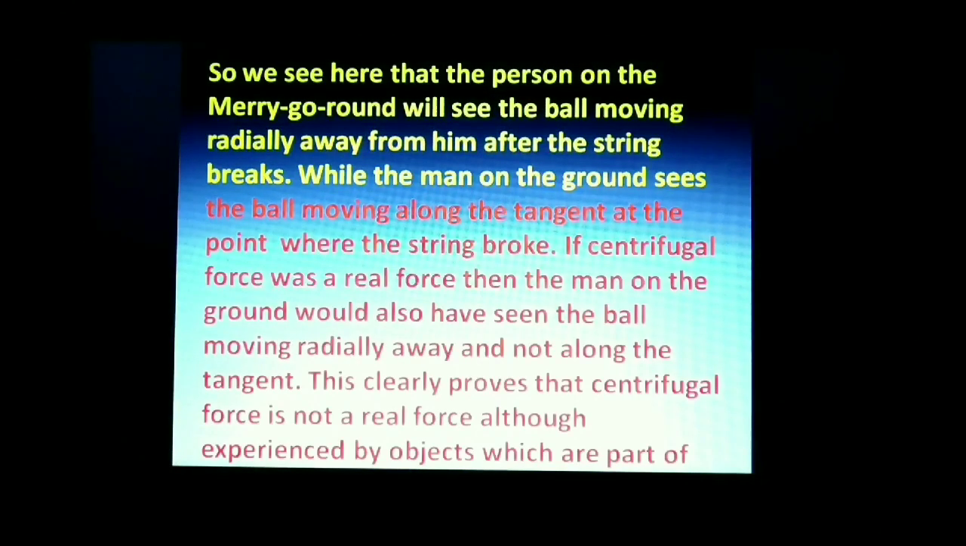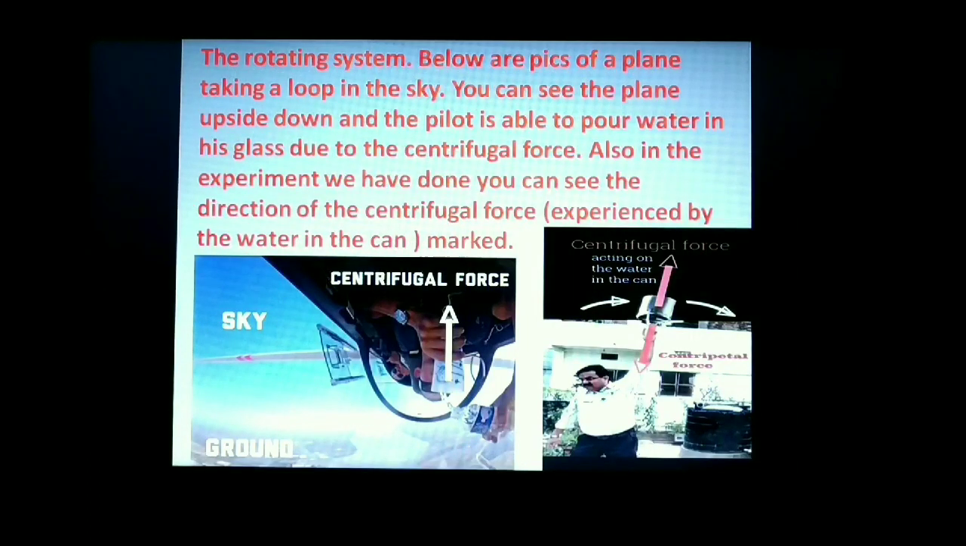Force. So we see here the person on the merry-go-round will see the ball moving radially away from him after the string breaks, while the man on the ground sees the ball moving along the tangent at the point where the string broke. If centrifugal force was a real force, then the man on the ground would also have seen the ball moving radially away and not along the tangent. This clearly proves that centrifugal force is not a real force, although it is experienced by objects which are part of the rotating system. Now something interesting here.